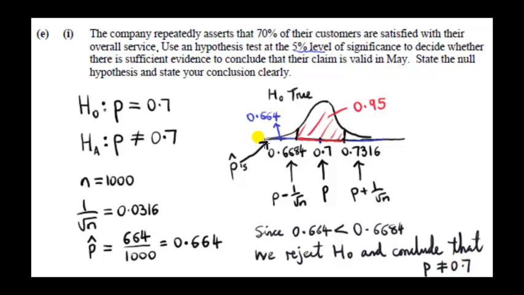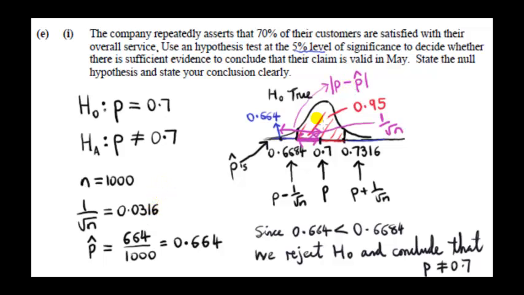Of course, we could have also done this without calculating p minus 1 over root n and p plus 1 over root n. We could have simply got the distance of our p hat to 0.7 and compared it to the margin of error 1 over root n. So we could have got this distance here just by subtraction, 0.7 minus 0.664, and we would have seen that that's greater than 1 over root n, which is just this distance here. 1 over root n is 0.0316.